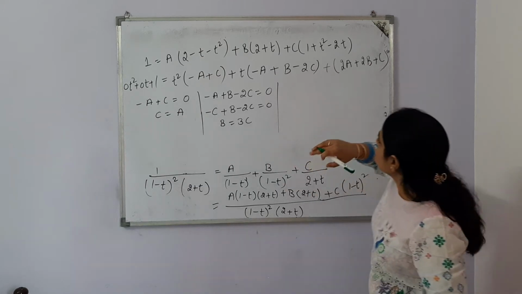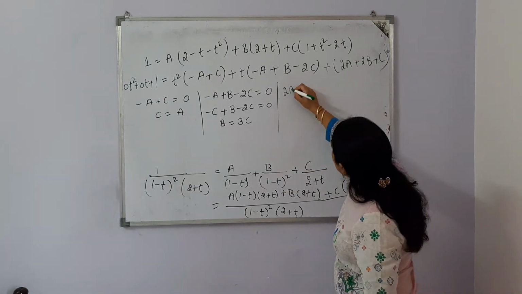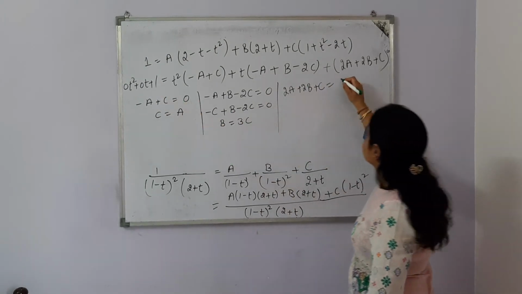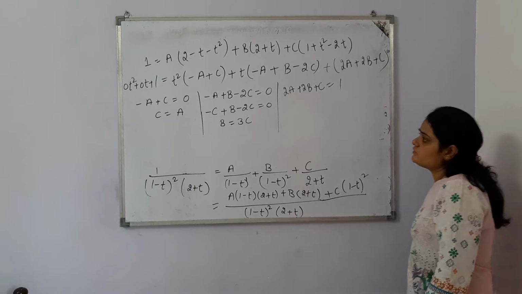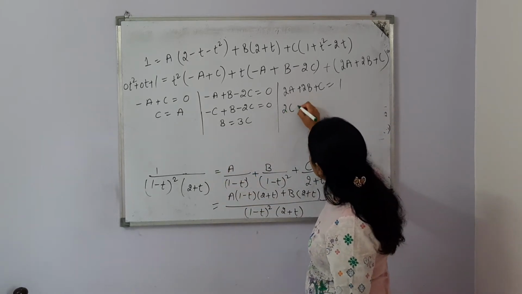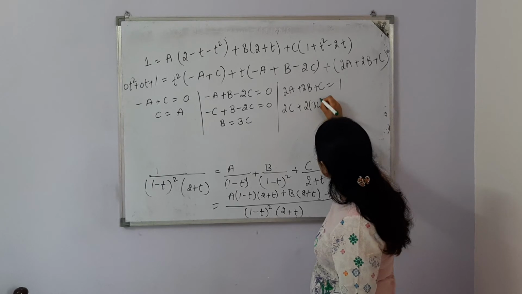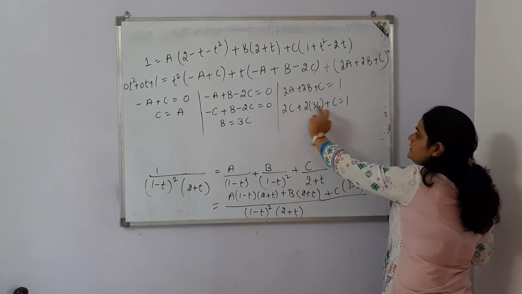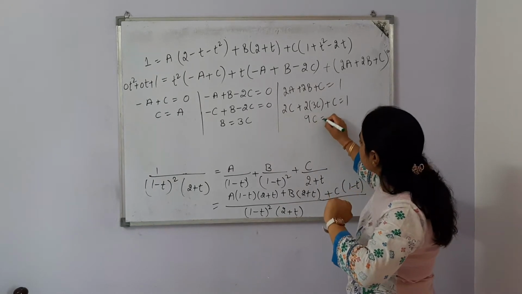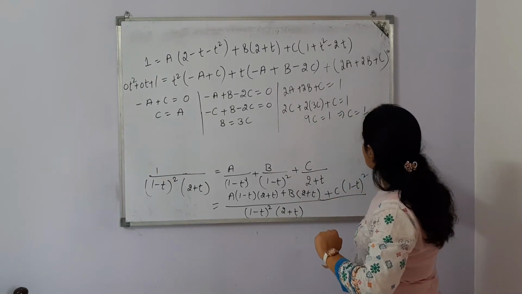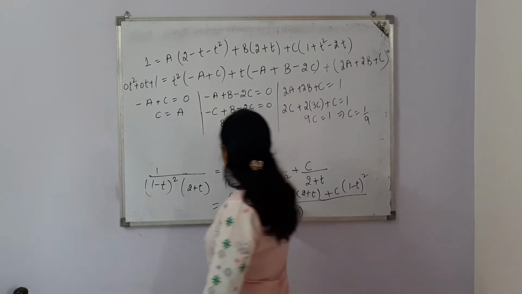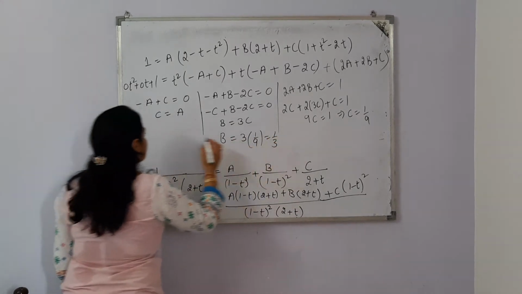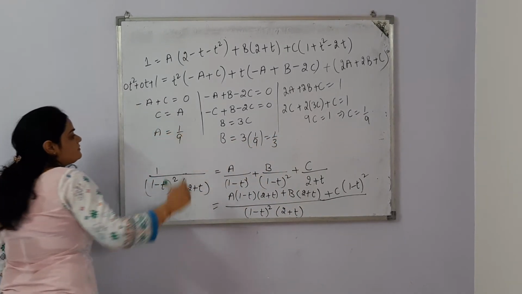Now we'll compare the constant term. Here the constant term is 2a plus 2b plus c, and here the constant term is 1. Now we'll substitute a equals c and b equals 3c: 2c plus 6c plus c, that is 3 to the 6, 6 plus 2 is 8, 8 plus 1 is 9. 9c equals 1 and c equals 1 by 9. If c equals 1 by 9, then b equals 1 by 3 and a equals c, which is 1 by 9.